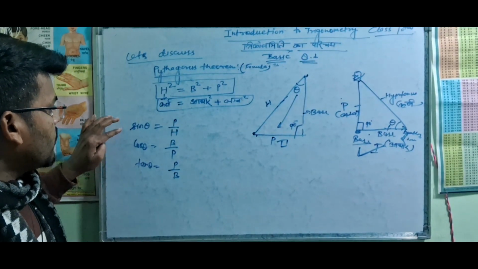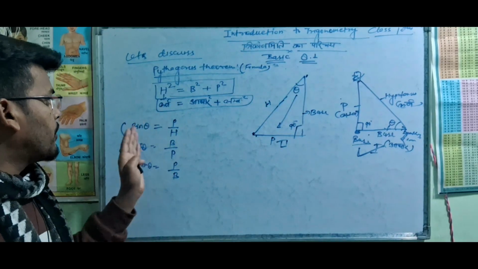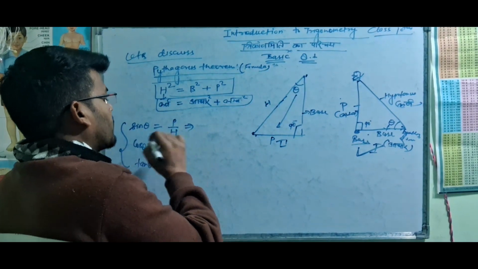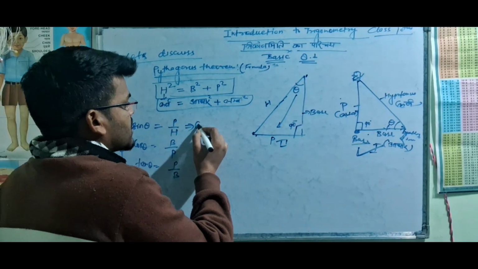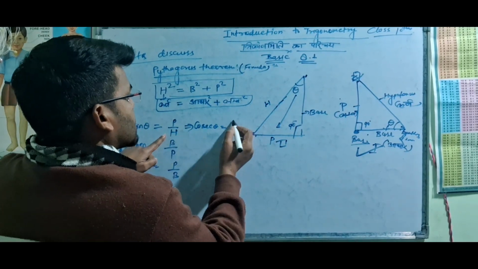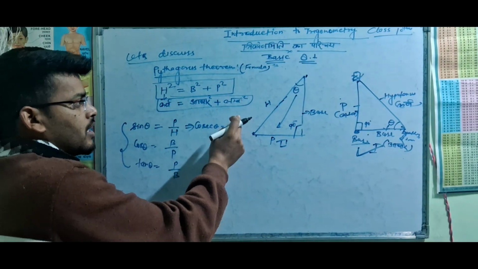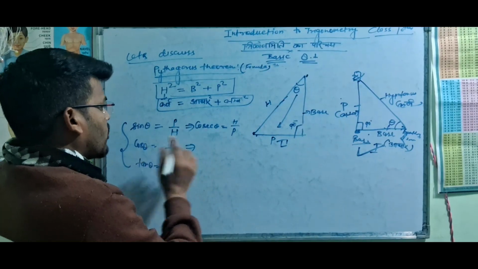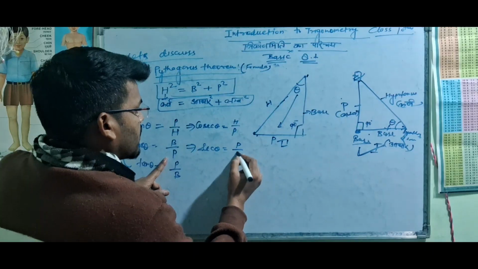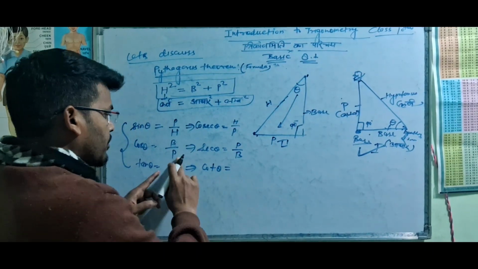If you have remembered all these three formulas, then the remaining three can be easily remembered, because the remaining three formulas are the opposites of these three. The opposite of sin theta is cosec theta, equal to H upon P. Cosec is the opposite. Now sec theta means H upon B. Tan theta's opposite is cot theta, B upon P.